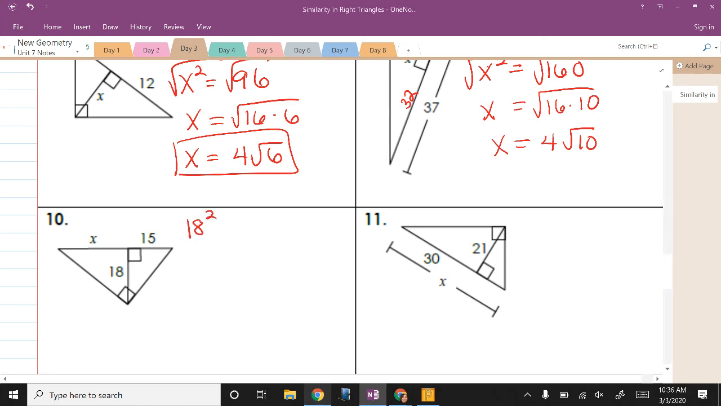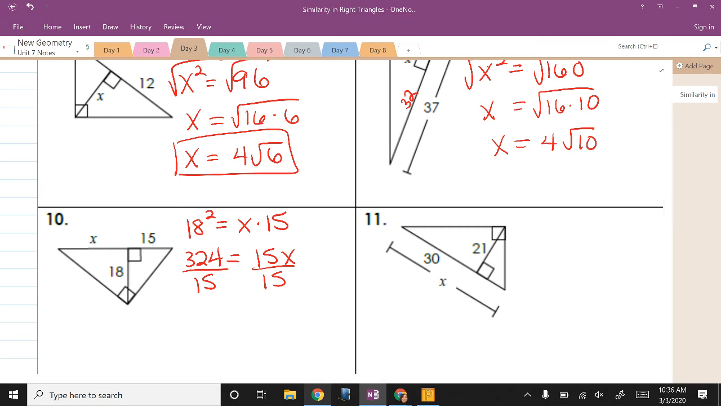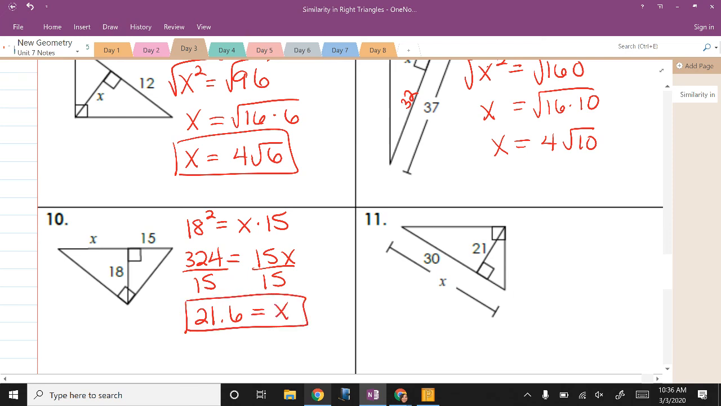So 18 squared equals x times 15. Yeah, I'm going to rewrite it 15x, but yes, it's the same thing. All right, so what's 18 squared? 324 equals x times 15, like we just said, is 15x. And this one is nice because you don't have to simplify a radical. So you just divide by 15. So 324 divided by 15, and you can give me a decimal on this one. What is that? 21.6. So if you have to simplify a radical, don't give me a decimal. But if you don't have to simplify a radical, you can give me a decimal.